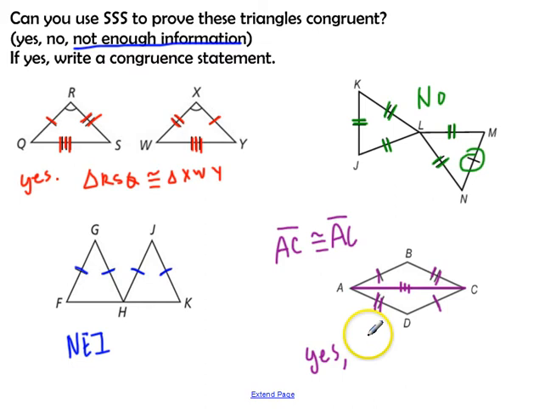And again, we need to write the congruence statement. So if we say triangle ABC is congruent to triangle, so again, in that same order, A to B is 1, B to C is 2. So we need to go 1, 2. So we go CDA, triangle CDA.